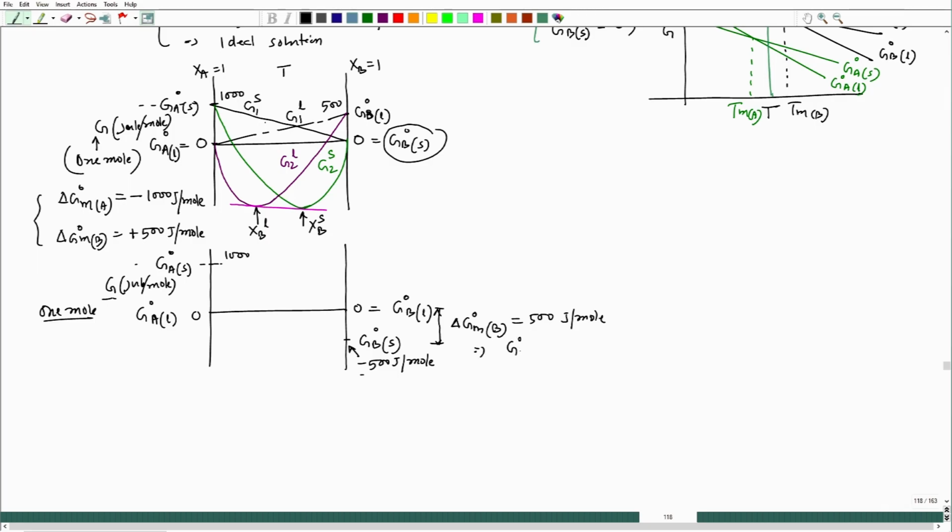G naught B L minus G naught B S, and there also this difference would be minus delta G naught M A. This will be minus delta G naught M A, okay, and delta G naught M A is still minus 1000 joule per mole, because liquid has lower value than solid in case of A. So, the melting free energy change for pure A would be negative.